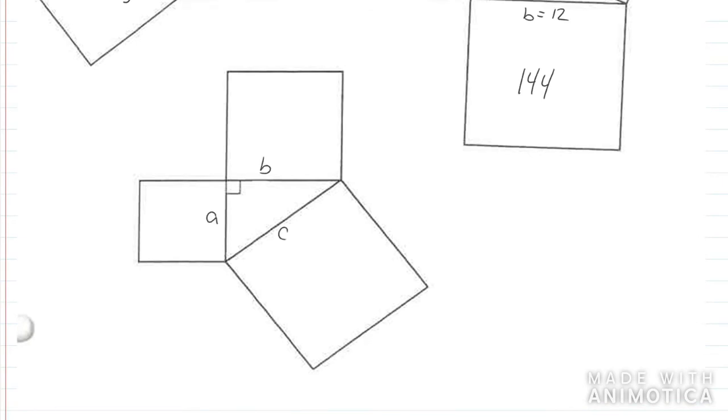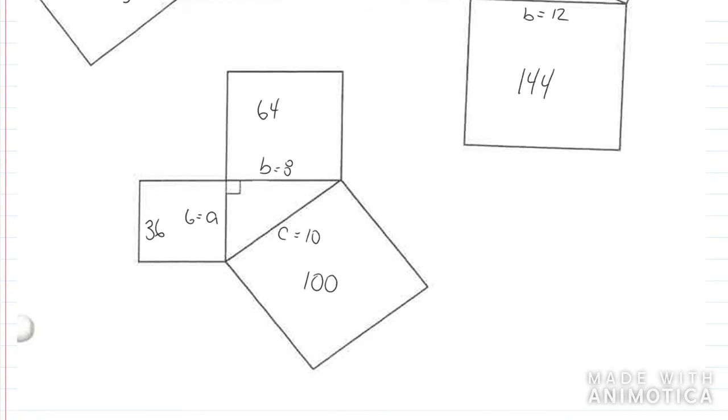It really doesn't matter which side you label A and B, just that the legs have to be them. So let's try 6, 8, and 10. 8 squared is 64, 6 squared is 36, and 10 squared is 100.